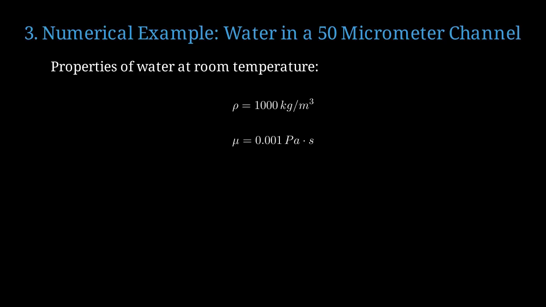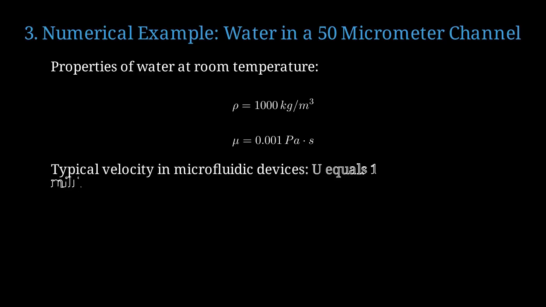Dynamic viscosity is 0.001 pascal seconds. A typical velocity in microfluidic devices is 1 millimeter per second. Our characteristic length is 50 micrometers, or 50 times 10 to the minus 6 meters.